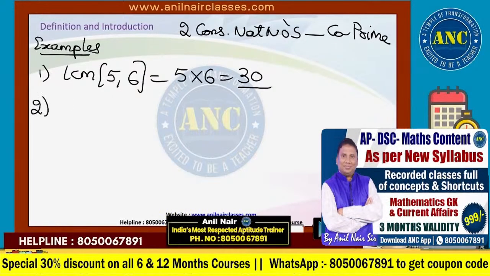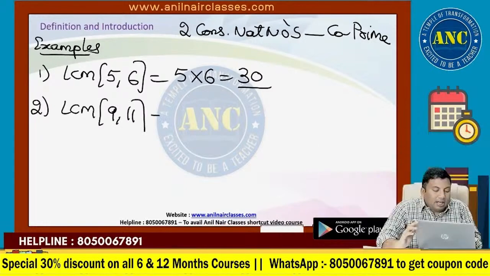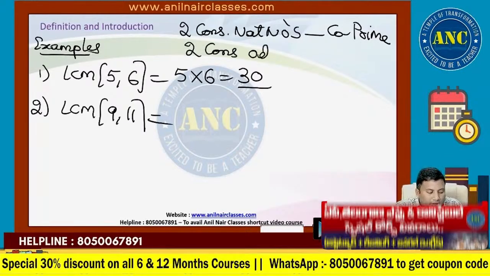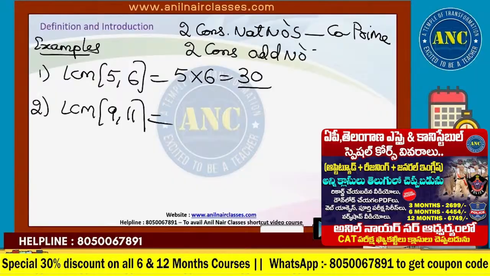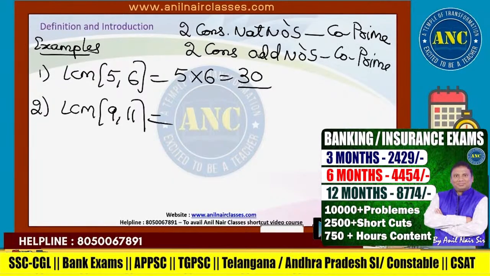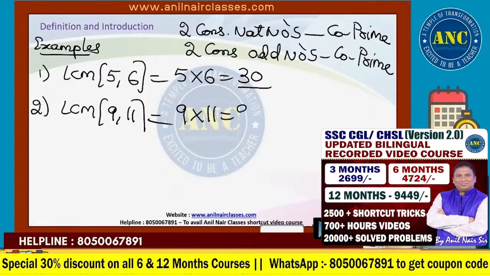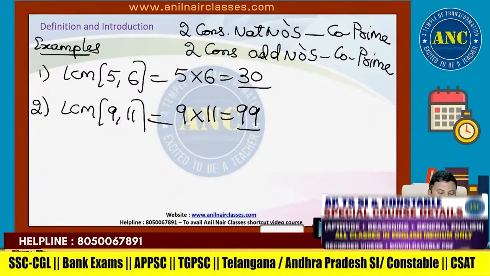Next, LCM of 9 and 11. 9 and 11 are two consecutive odd numbers. Two consecutive odd numbers will also be co-prime to each other. 9 into 11 is 99.